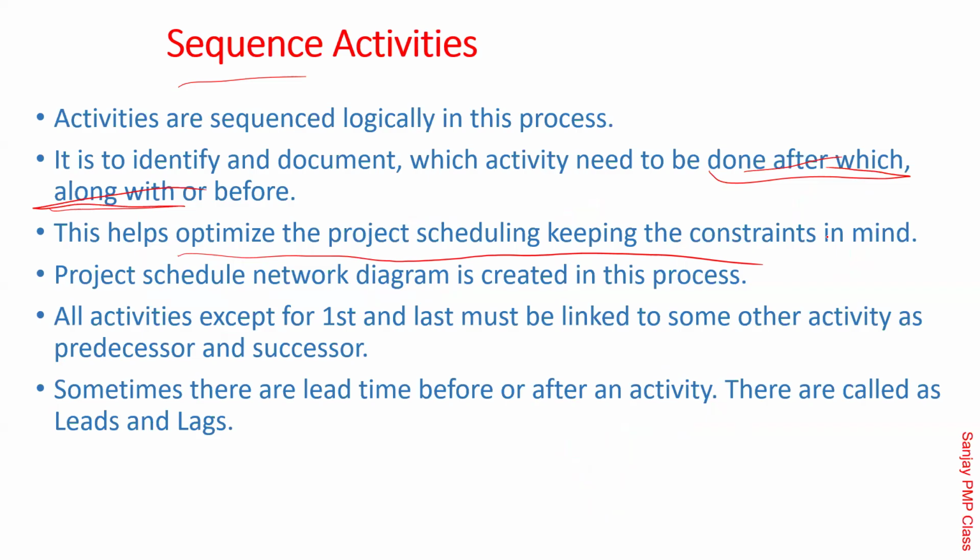Project schedule network diagram is created. I showed it to you. That whole diagram with arrows and all that is called the project schedule network diagram. All activities except the first one and last one should typically have a predecessor as well as a successor. Can someone explain what this bullet point means?